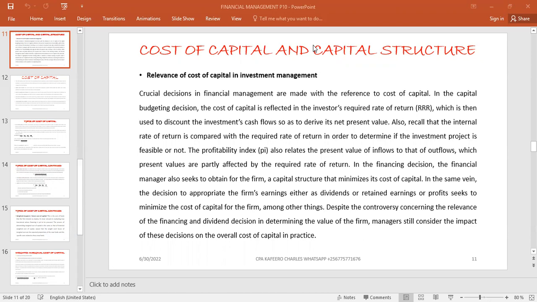And before we go there, let me try to give you the relevance. How is it relevant to know the cost of capital in terms of investment management? Here we are looking at how the required rate of return helps us to find the profitable ventures that we should invest our money in. Here we are trying to link the cost of capital to the investment decisions.